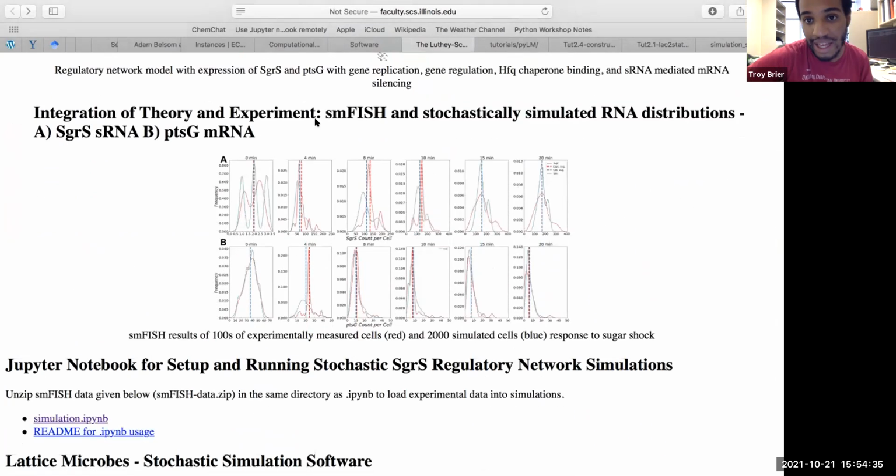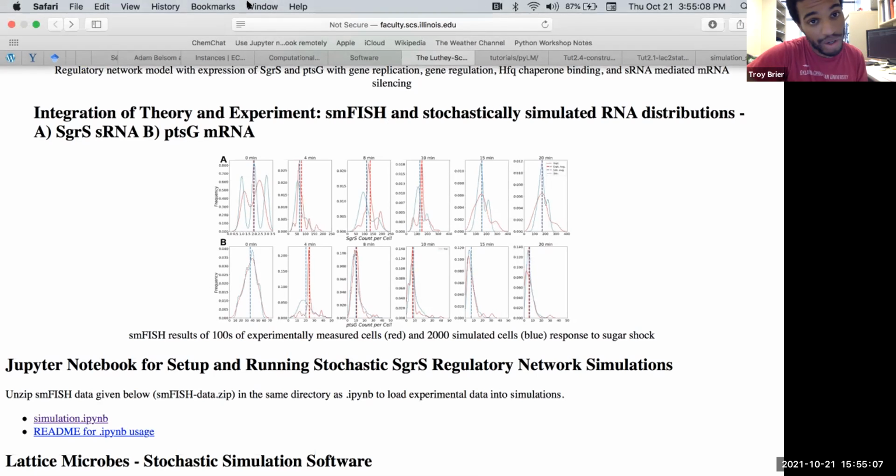And so this is, again, just an example of the power of stochastic simulations and Lattice Microbes to be able to integrate theory and experiment, which I would say, especially doing computational work, being able to explain theory or experimental results and also being able to recapitulate them with kinetic models is a very important feature and ability of theory and experimental work or computational work.